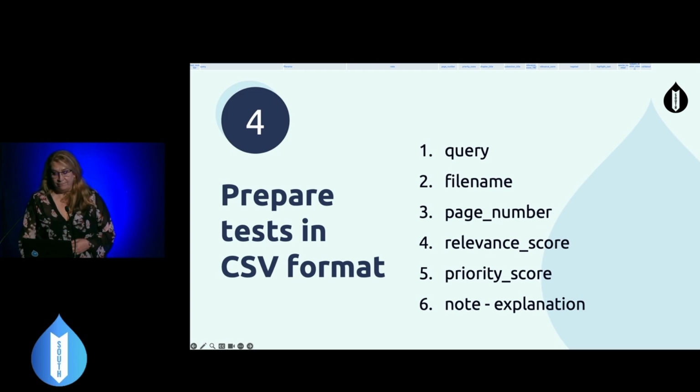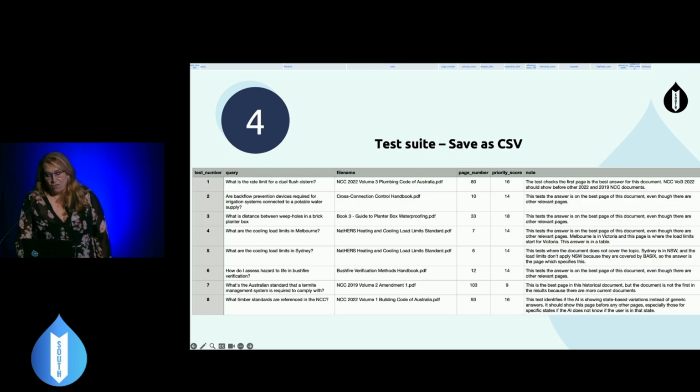And after running the AI test once, we collected each relevance score and added those to the test suite as well. And as we added new documents to the AI, we added new tests. So from all of this information, we prepared a detailed test suite which we saved as CSV for Postman to use. This example has 8 tests.